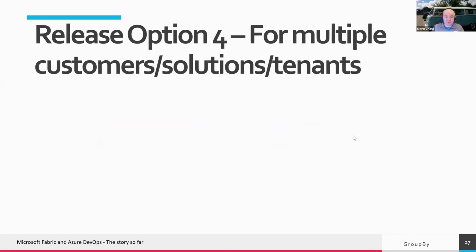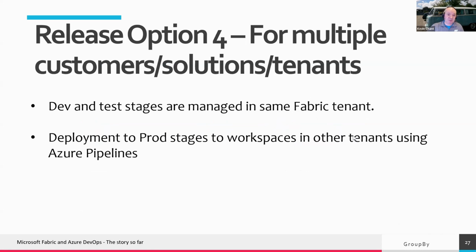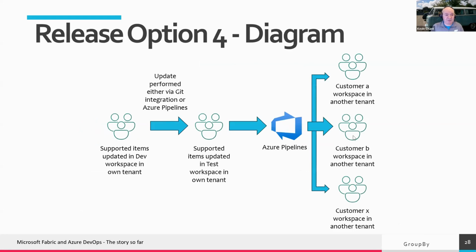Finally, Microsoft go to option 4, and this is for basically people that have multiple clients. And what Microsoft is suggesting is you do development and test work in the different workspaces in your own tenant, and then do the deployment to the workspaces that are in your client tenants using Azure pipelines. This is just a very quick diagram to highlight all this. So as you can see, technically, it's not much different from their release option 2. The only caveat is that this time you're going off to deploy the production in other tenants.